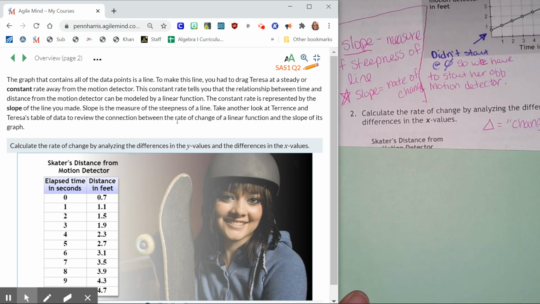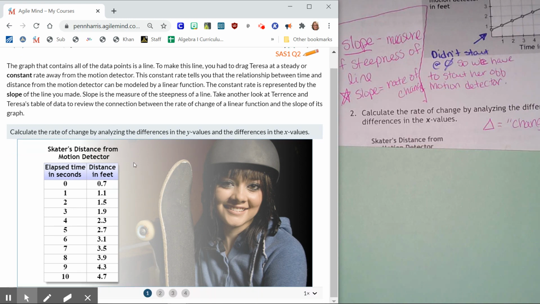Okay, they want us to calculate the rate of change. So remember, I just said that's the same as slope. Okay, they want us to calculate the rate of change in these tables by looking at the y values and the x values.